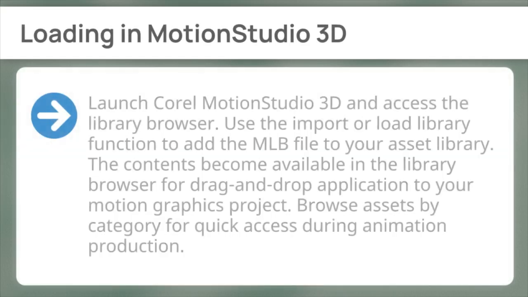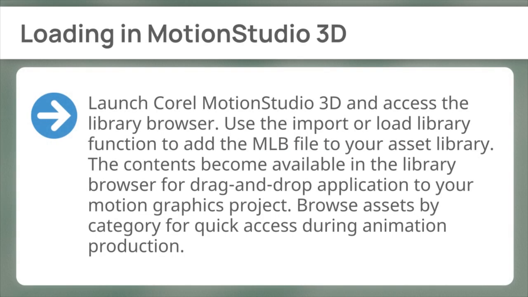First, loading in MotionStudio 3D. Launch Corel MotionStudio 3D and access the library browser. Use the import or load library function to add the MLB file to your asset library. The contents become available in the library browser for drag and drop application to your motion graphics project. Browse assets by category for quick access during animation production.